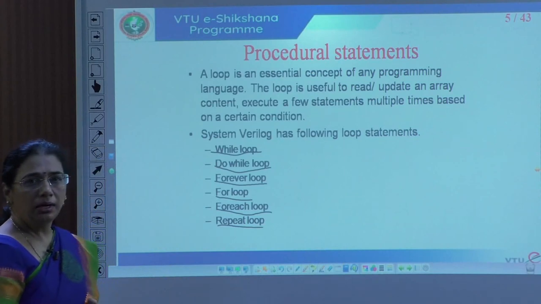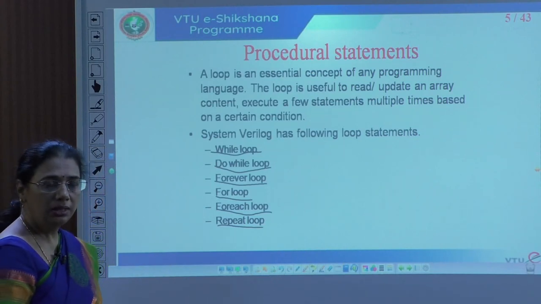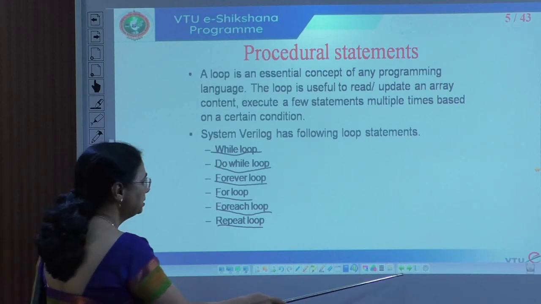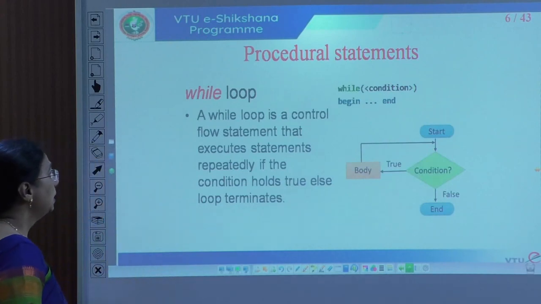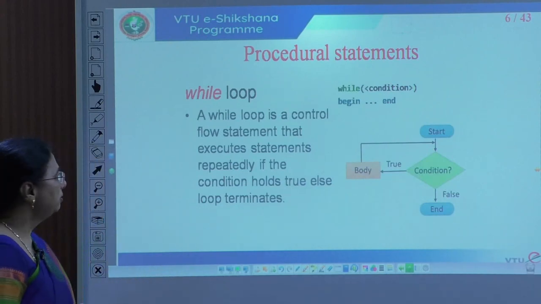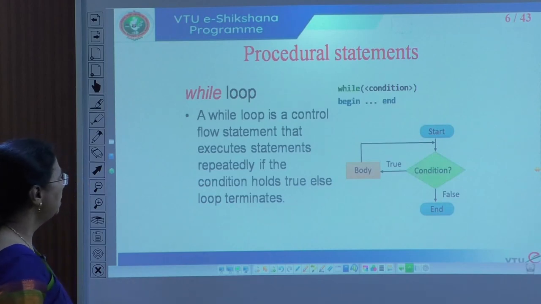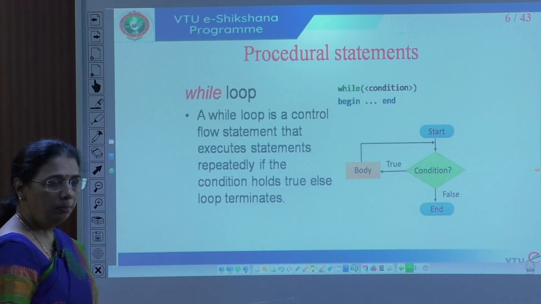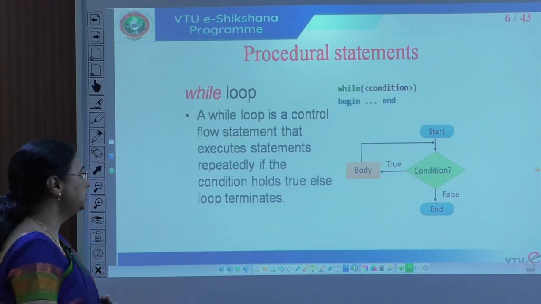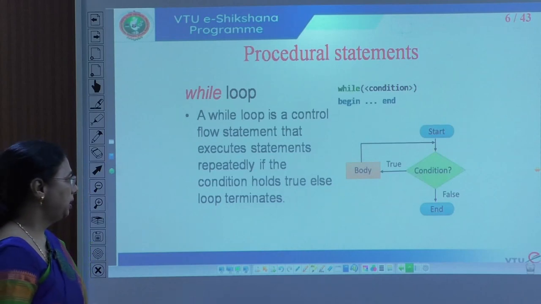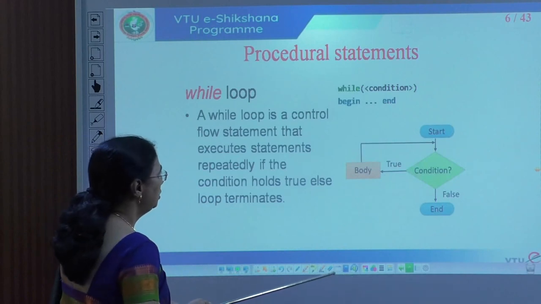We will be looking at how to write different statements using these loop statements and then see the difference between each one of them. We'll look at the first one, while loop. While loop is a flow control statement that executes the statements repeatedly if the condition holds true, otherwise the loop is going to terminate. So here is the symbolic representation of the while loop.